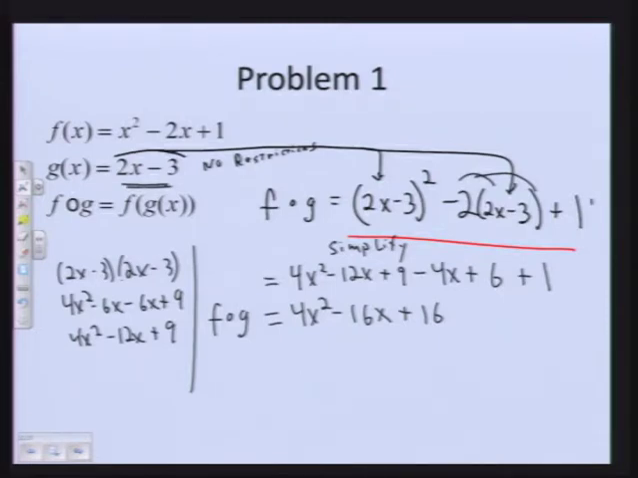Then we look along the way in this problem, and if at any point we have x in the denominator or square root of x, then we have restrictions. Well, that didn't happen. So here our domain, if you need to write it, is all real numbers.